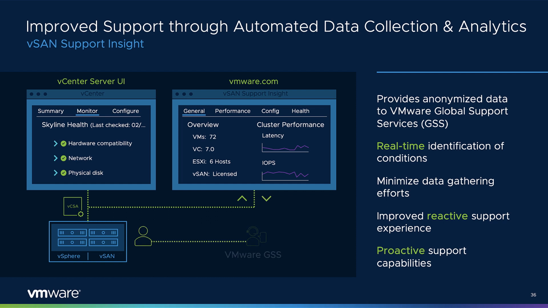vSAN Support Insight enables an improved customer support experience by proactively providing VMware Global Support Services, or GSS, data about a customer's vSAN and vSphere environment. This data is anonymized and then uploaded to VMware Analytics Cloud, where it's processed and converted to useful information, such as configuration specifics, performance, and health status. GSS can get to the troubleshooting effort faster when less time is spent on gathering the data. What does this mean for a vSAN customer? Faster time to resolution and a direct way to help VMware improve the product experience.